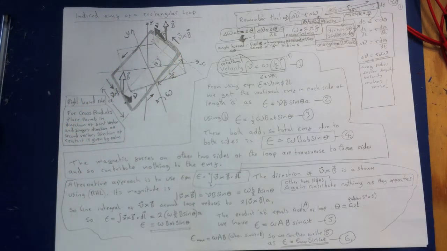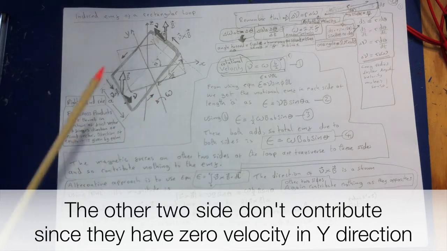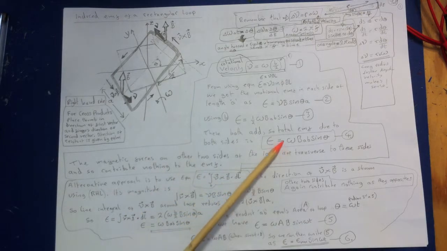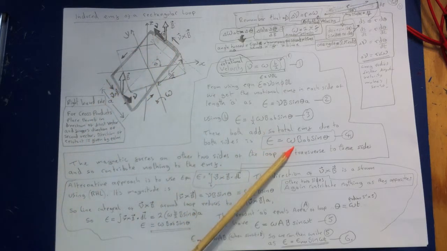The motional EMF on each side of length A is EMF equals VB sine theta A, so we've got A there, and then on the other side, of course, it's the same again. Magnetic forces on the other two sides don't contribute because they're transverse to these sides. So that's basically what we've got for the EMF. The total EMF for this loop is then given by this.